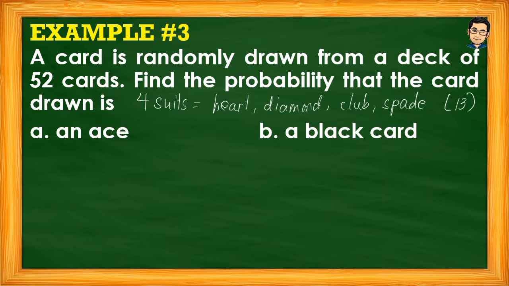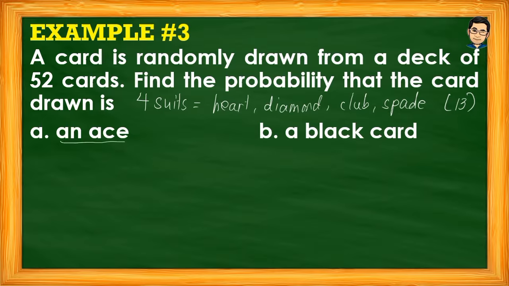And then kada suit, meron po tayong 13 numbers. So, yung first number natin is yung ace. So, equivalent value ng ace is 1. And then 2 to 10. And then yung J, Q, tsaka K, yun yung Jack, Queen, King. J, 11 ang value niya. Yung Q or Queen, 12. And then yung King, 13. So, ang tinatanong dito, find the probability that the card drawn is an ace.